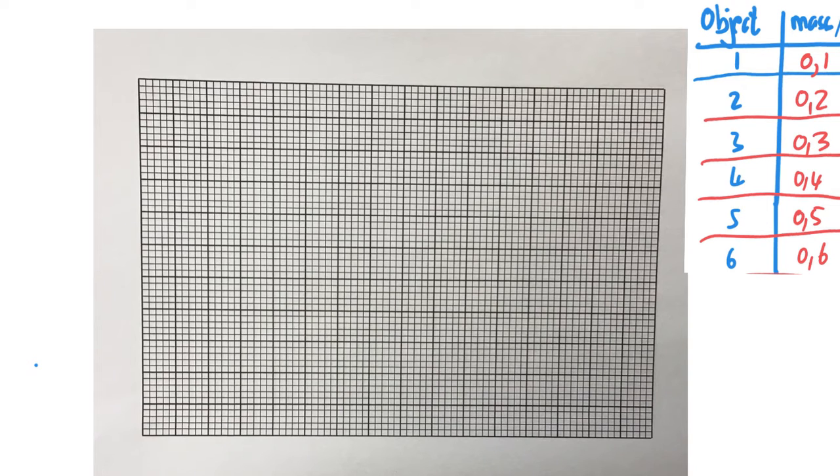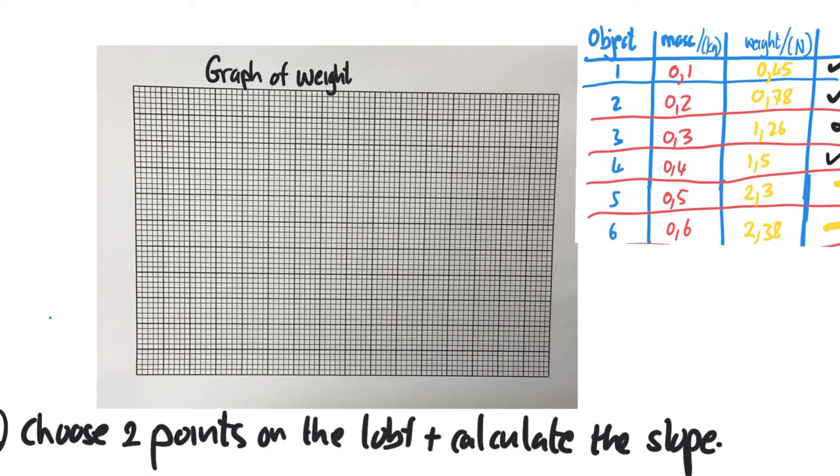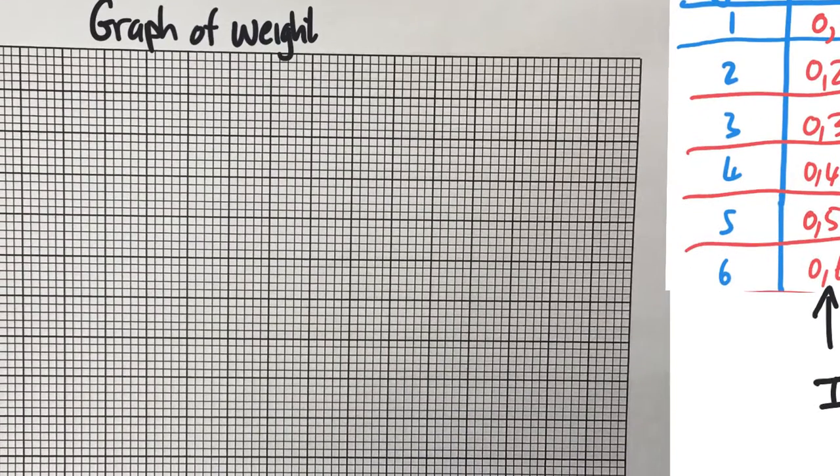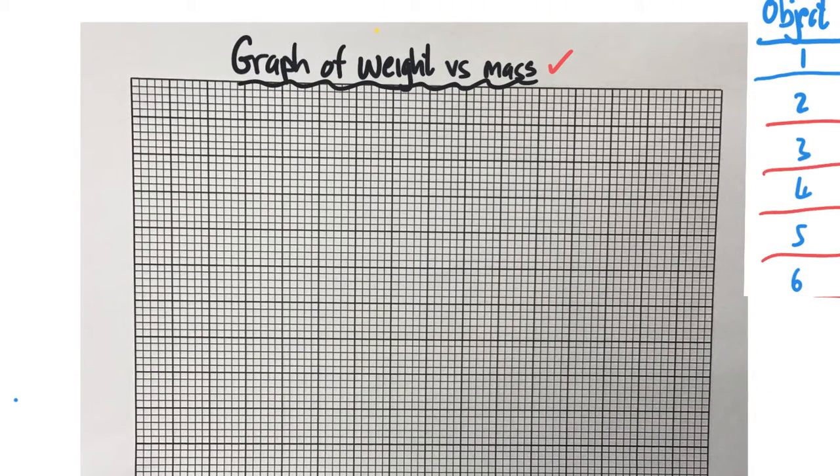Now, the first place you start is with the title, the heading. So we're going to say here, graph of. Now you always put the dependent variable first. So in this case, the dependent variable is the weight, and the independent variable is the mass. So we're going to say graph of weight versus mass. All right, so that's the heading, and there would be a mark for that. Just remember, always write graph of dependent variable versus independent variable.